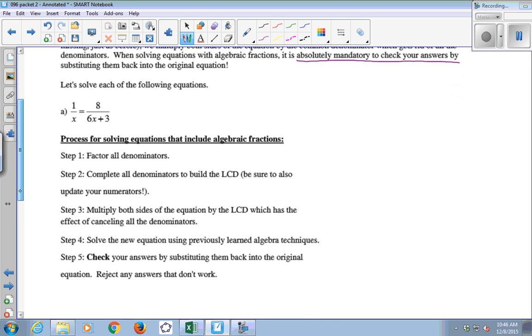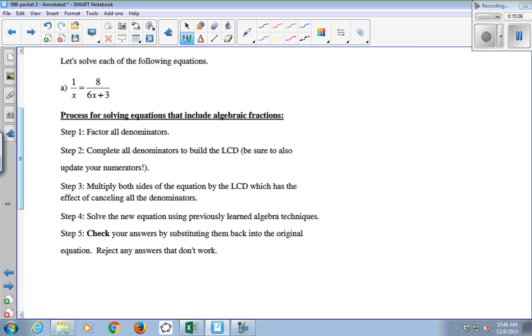All right, so let's do an example. I have 1 over x equals 8 over 6x plus 3. Step 1 is factor all the denominators. So I have 1 over x, can't factor any further. And 8 over 6x plus 3, how do I factor that? It equals 6x plus 3, I can pull out a 3, right? And I'm left with 2x plus 1.